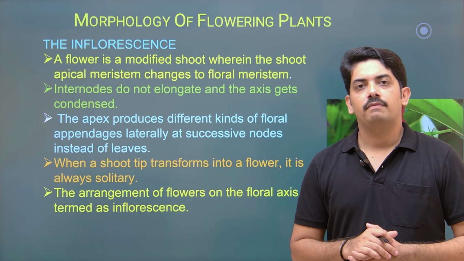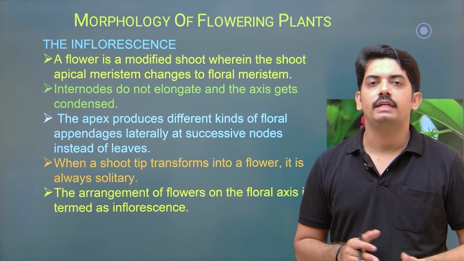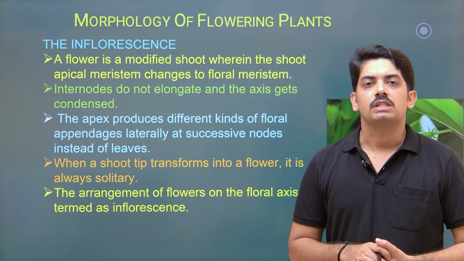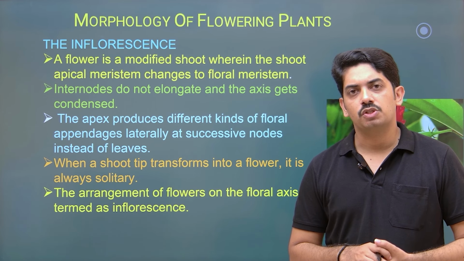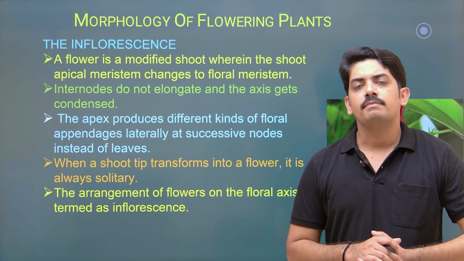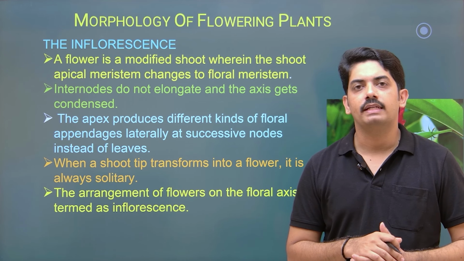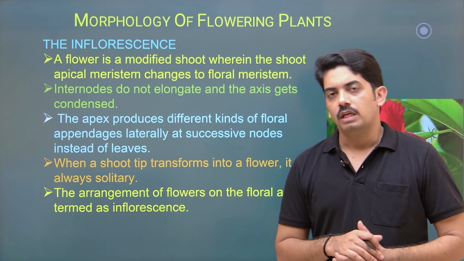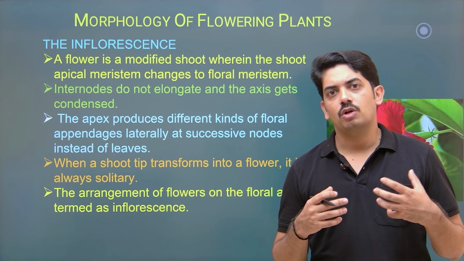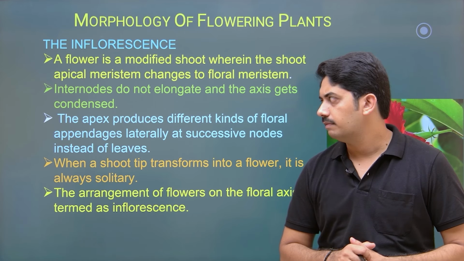So all the flowers are attached to one main axis that we call the peduncle. The stalk of the flower which attaches to the peduncle, we call the pedicel. Now sometimes flowers are directly attached to the peduncle, and that we call a sessile flower. If the pedicel is present, then it is called a pedicellate flower. If it is absent, then it is called a sessile flower.